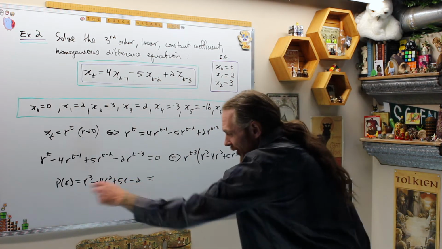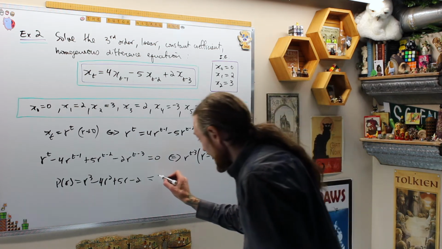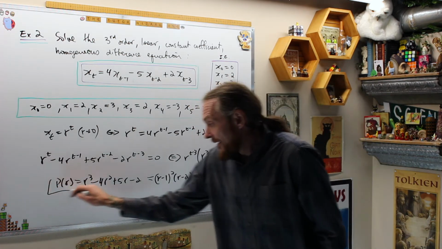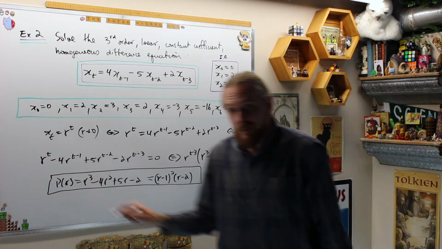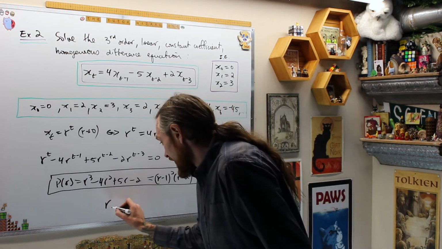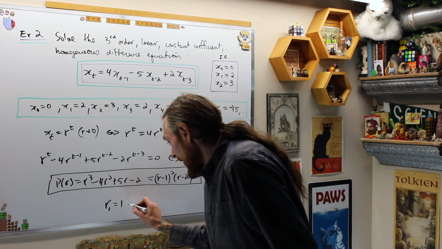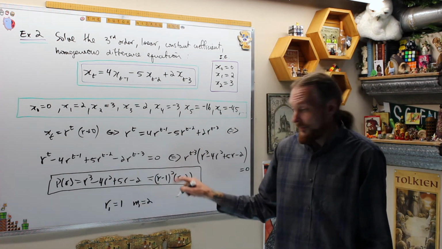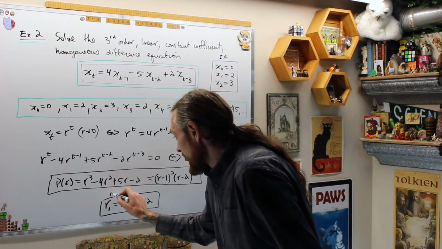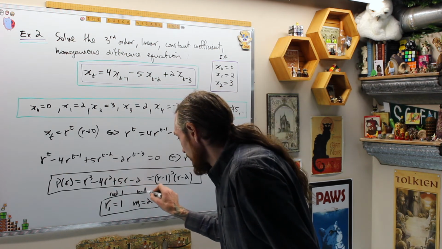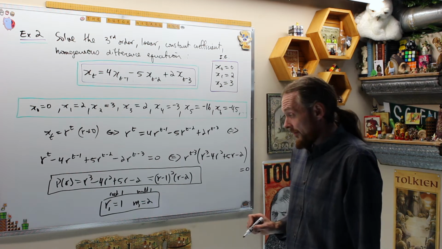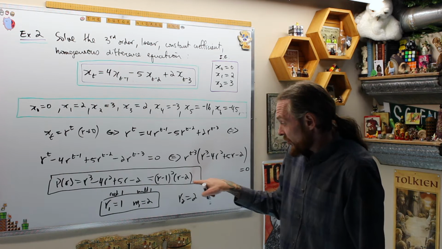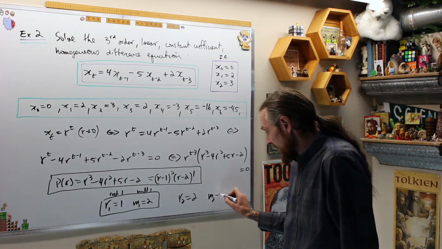And if you do a little bit of long division, I'm not going to do it in this video, we'll see that this is r minus 1 squared times r minus 2. This is the characteristic polynomial factored completely. What this tells us, first of all, is r1 is going to be 1, and it has multiplicity 2 because it appears twice. And r2 is going to be 2, and it only appears once, so the multiplicity is going to be 1.